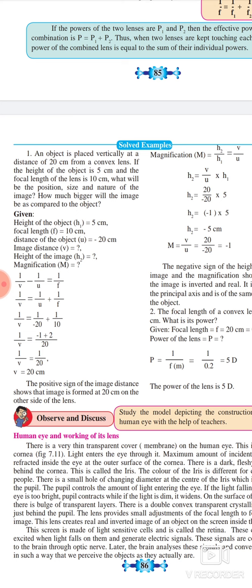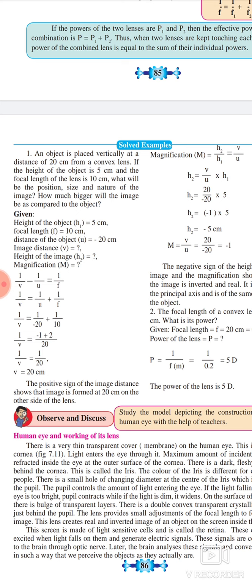Now you have to find out the value of h2. I told you in the previous video, h2 upon h1 is equal to v upon u. We have v, we have u, we have to find out the value of h2. So h1 we are taking on the right side, so we have written v upon u into h1. What is the value of v? 20 we got. u is minus 20 and h1 is 5. 20 gets cancelled. We got minus 1 into 5. h2 is equal to minus 5.